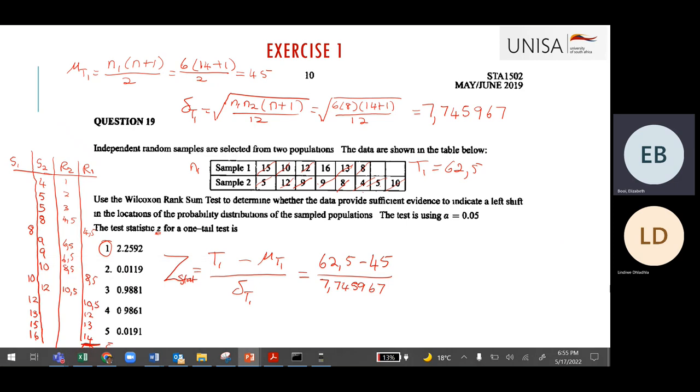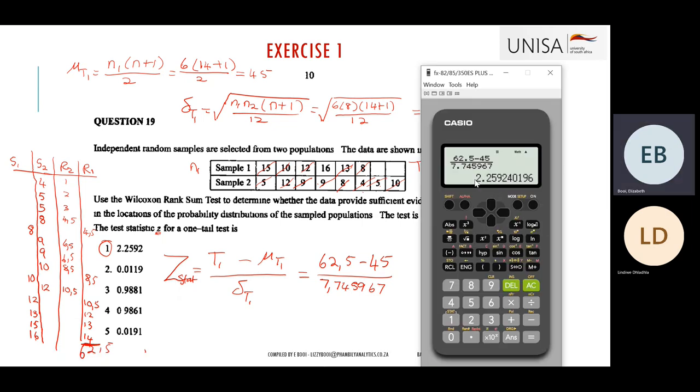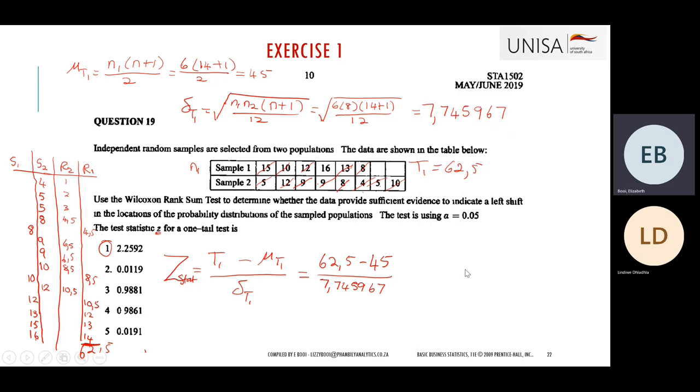Did you also get the same? Yes. Yeah, that will be option number one. Okay. Which is 2.2592. Right. And that's how you answer the question relating to Wilcoxon rank sum.